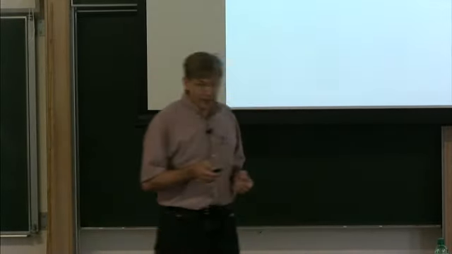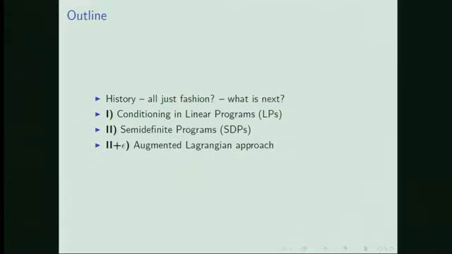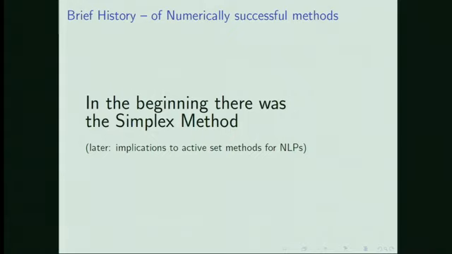So I like to start with a historical survey, trying to understand why those developments that we have seen so far did happen and what we might want to concentrate on in the future. I will then discuss ill conditioning in linear programs and show how the ideas that we have for linear programs can be transferred to semi-definite programs. And then in a point 2 plus epsilon, I want to address an epsilon progress that I'm trying to move on into an augmented Lagrangian approach, but that is very ongoing work, so it wouldn't deserve a separate point.